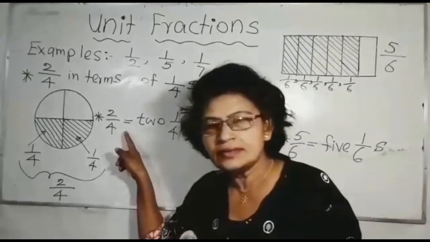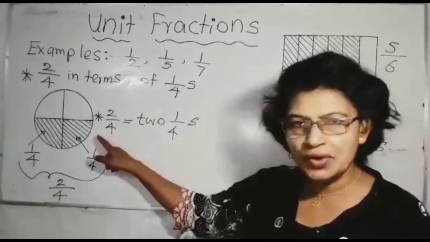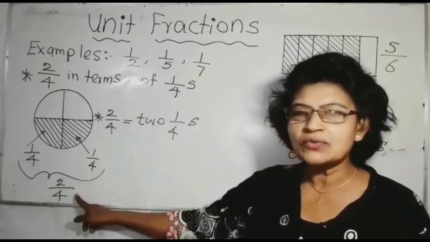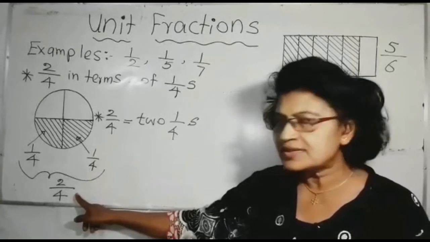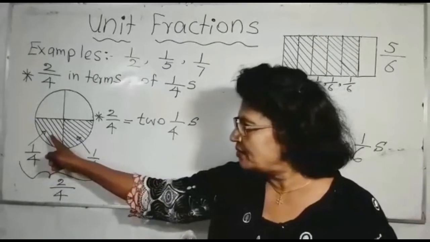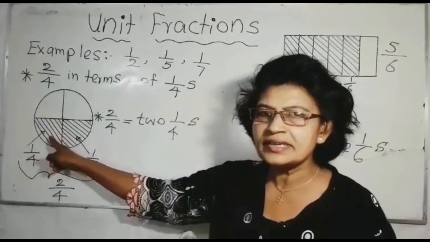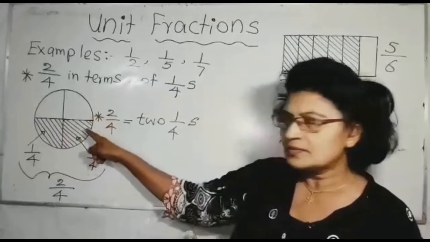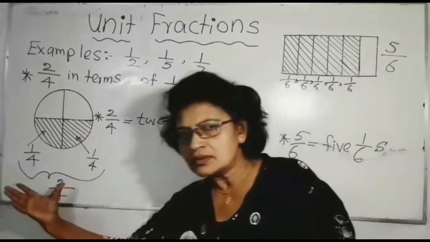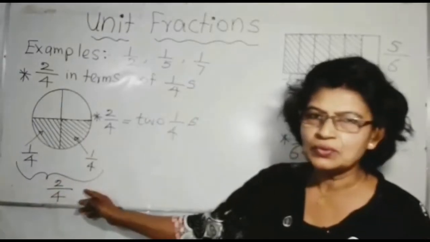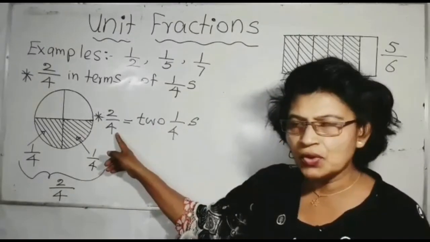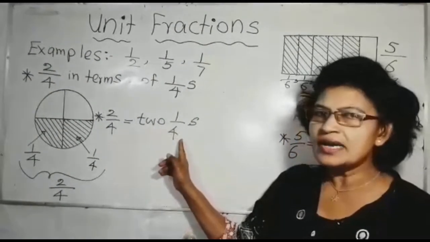Now look at this figure. The figure has divided into 4 equal parts. 2 are colored. The colored fraction is 2 over 4. Now let's consider this fraction separately. When we consider this part, the colored portion is 1 over 4. And this part also, colored portion is 1 over 4. Altogether 2 over 4. That means we can understand 2 over 4 forms 2 1 by 4s.